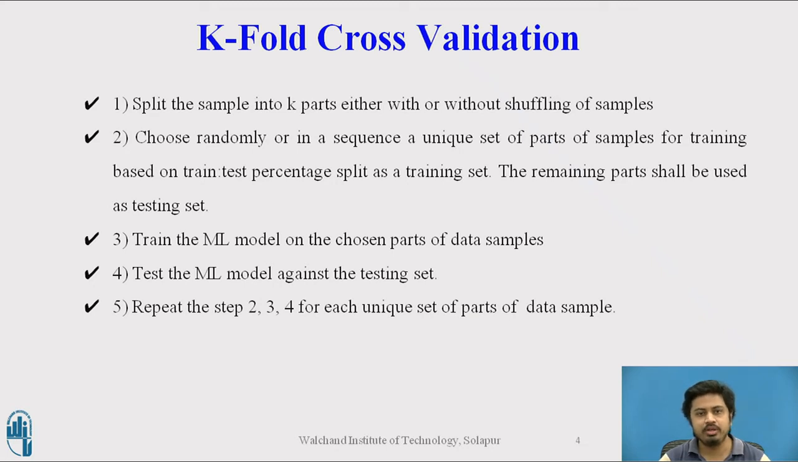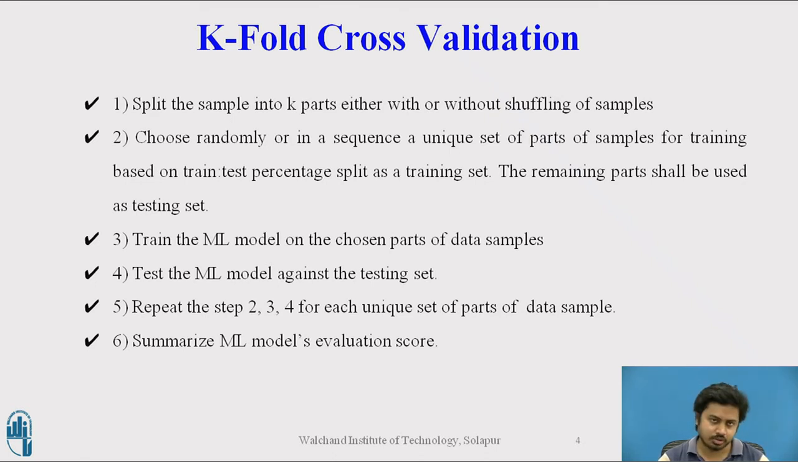Steps 2, 3 and 4 are repeated for each unique set of parts of the data sample. So this statement 5 would be more meaningful when we look at an actual example. In the end, once step 5 is successfully executed, step 6 is nothing but summarization of the machine learning model's evaluation score.